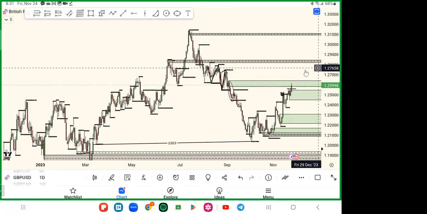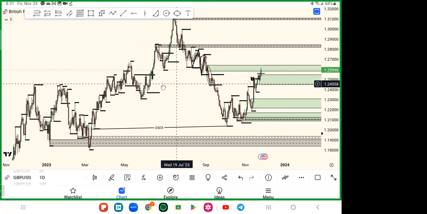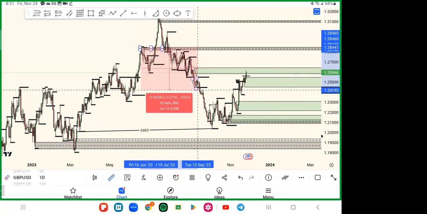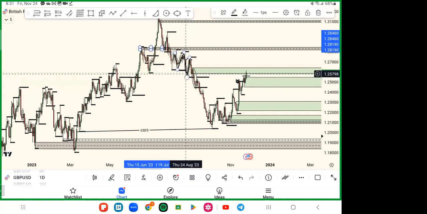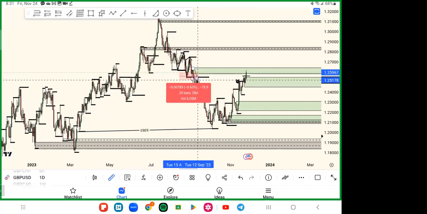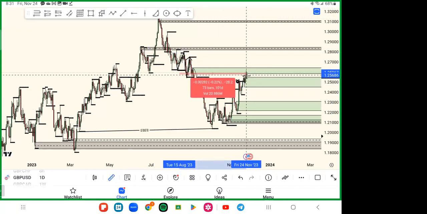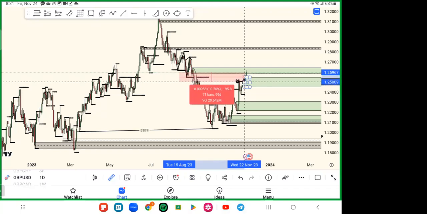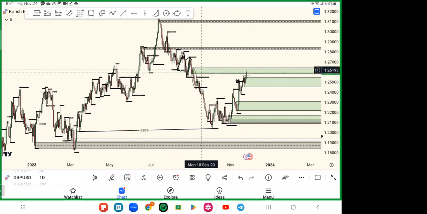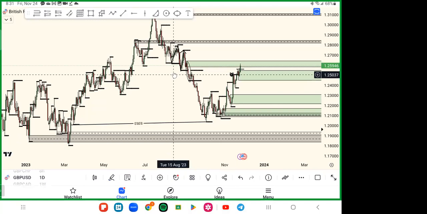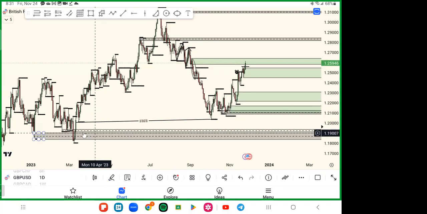I've been waiting for this zone for a minute. Now, I trade higher time frames. So look, I've been waiting on this zone for, let's just go from the starting point, for 100 days. I've been waiting on this zone for 100 days since we got that change of character. Boom. And I'm just waiting. And I'm waiting.